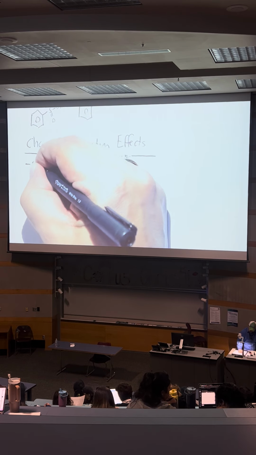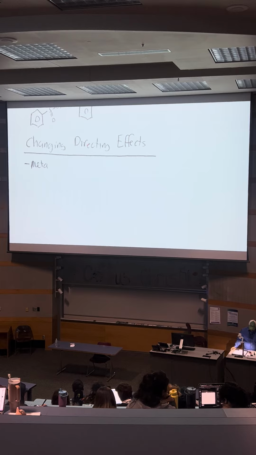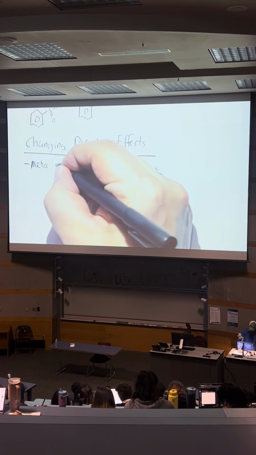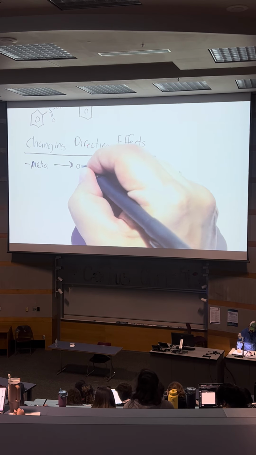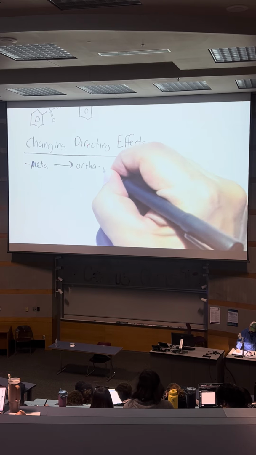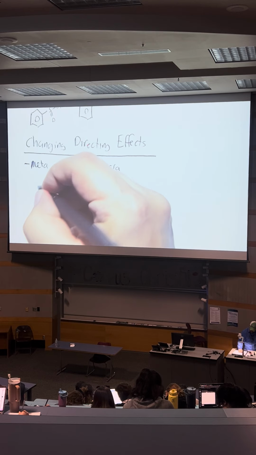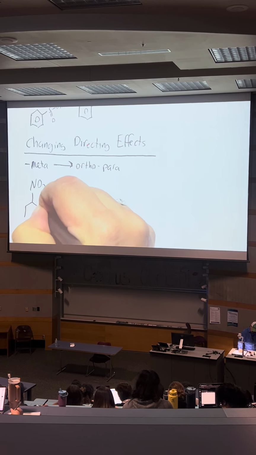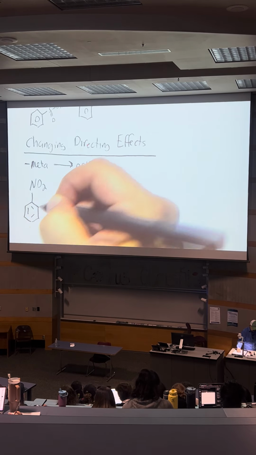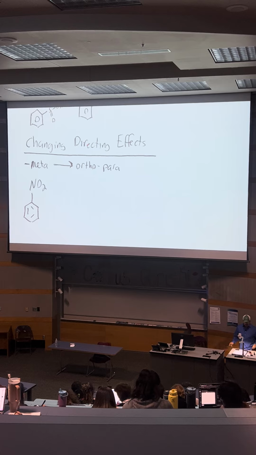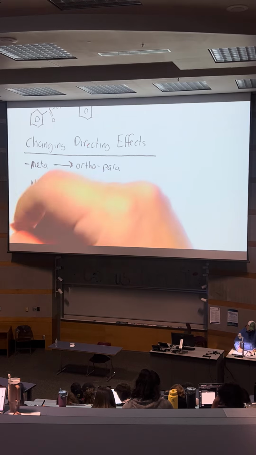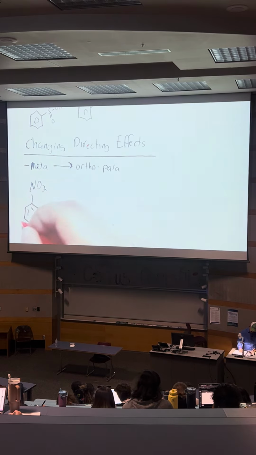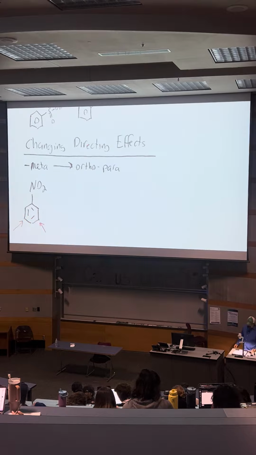So let's say, for example, you have a meta-director already sitting on your aromatic ring, but what you need there is an ortho-para-director. So there are transformations. For example, if the group was a nitro group, and of course I'll just put here that nitro, as is, will direct to those two positions in a subsequent electrophilic aromatic substitution.